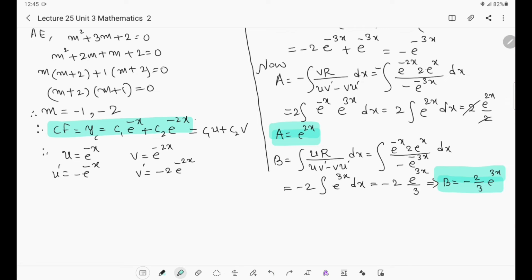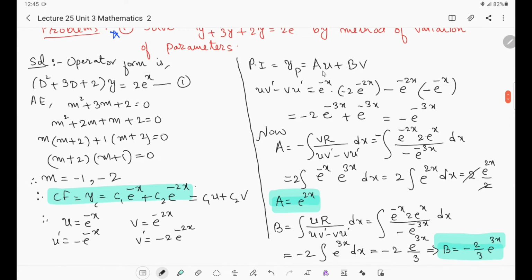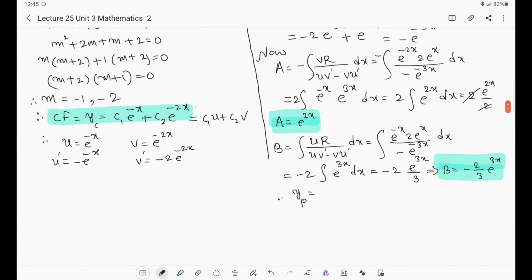what is the complementary function? Therefore yp equals a into u plus b into v. What is a? A is e power 2x into u. What is u? U is e power minus x, right? Plus b. What is b? Minus 2 by 3 e power 3x into v. V is e power minus 2x.